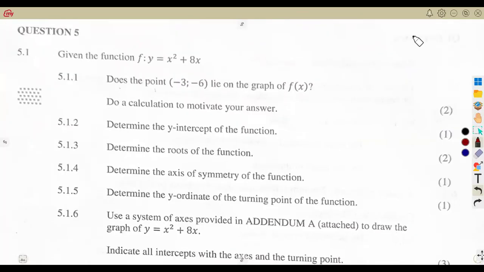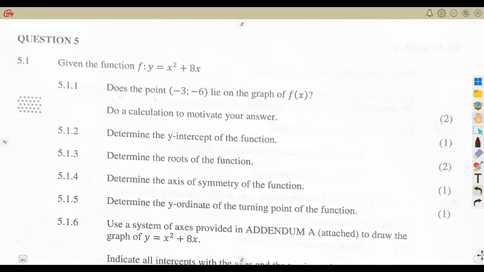So moving on to question number 5, there we are given a function. All right, that is the function f of x, where y is equal to x squared plus 8x.